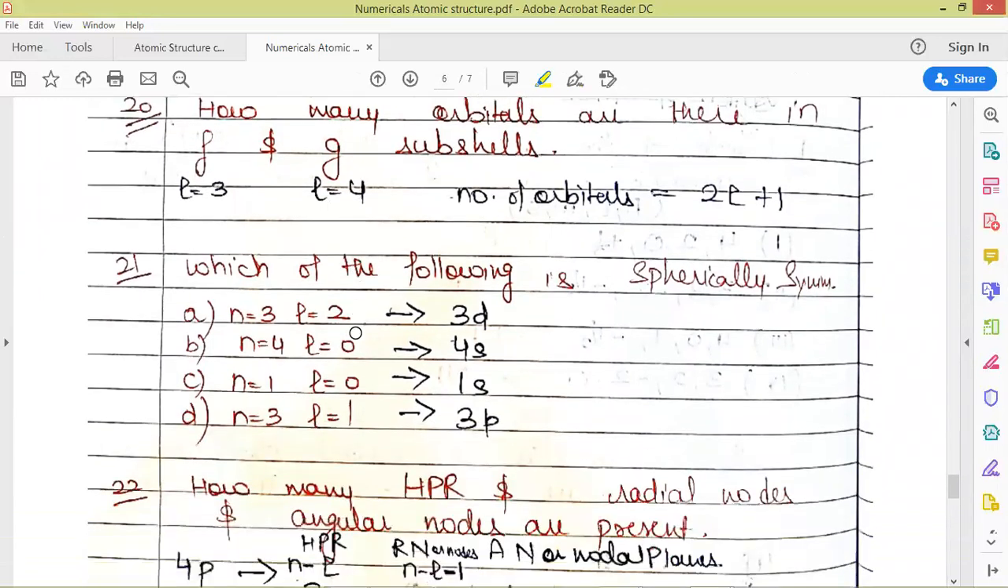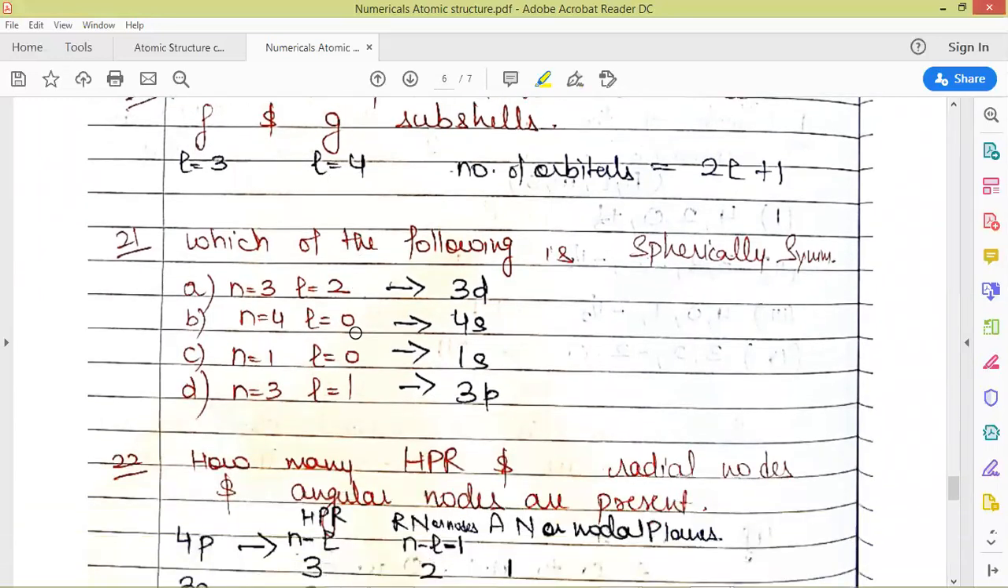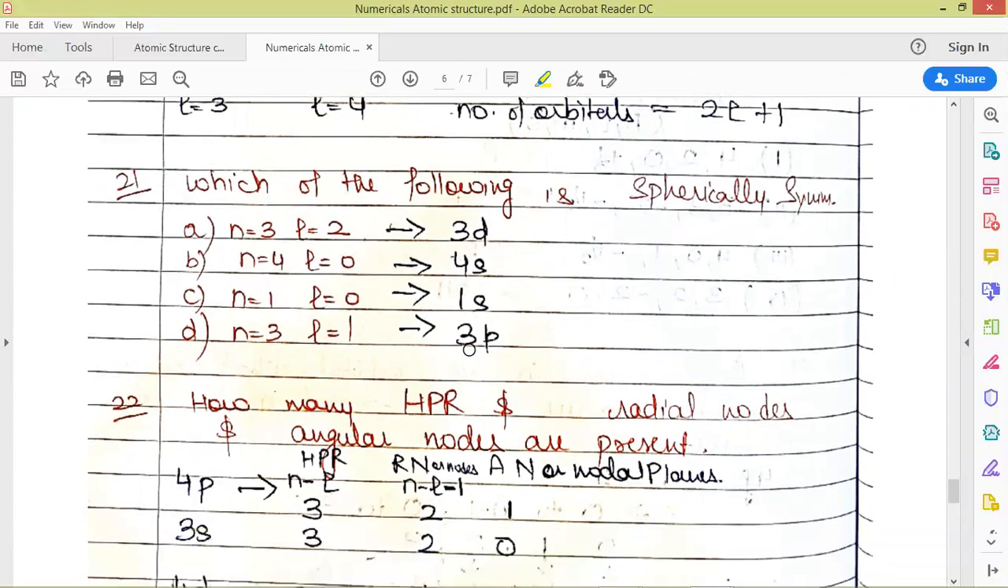Which of the following is spherically symmetrical? As we all know, the only subshell which, based upon the shape, is spherically symmetrical is the S orbital. So for S, the value of L must be 0. So for the subshells for which the value of L is 0, those are spherically symmetrical. So these B and C options are spherically symmetrical.